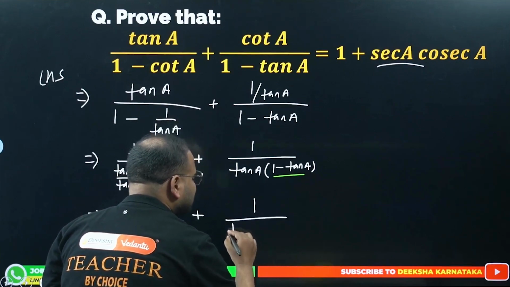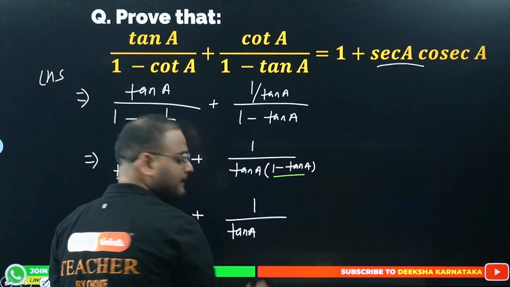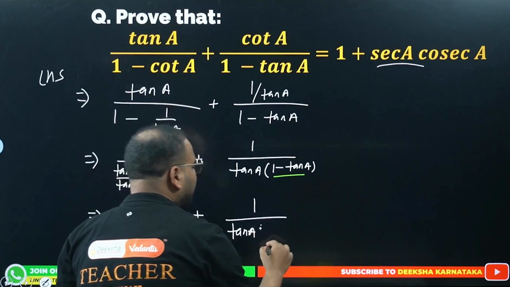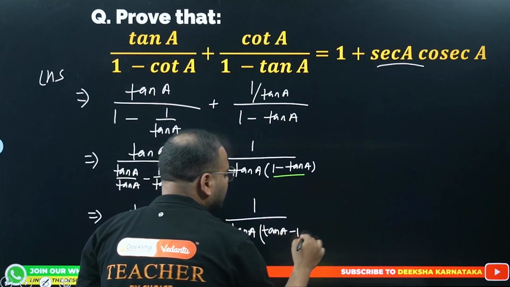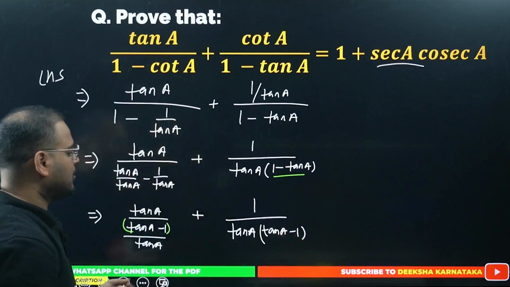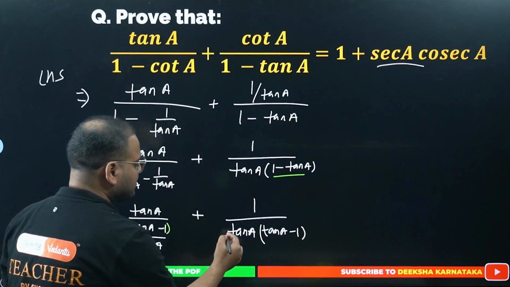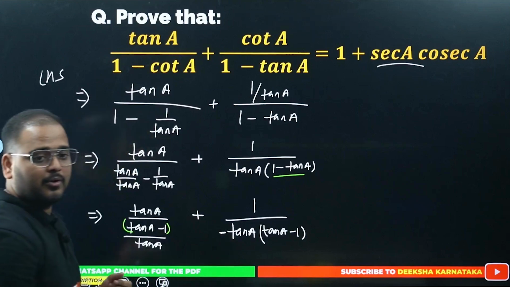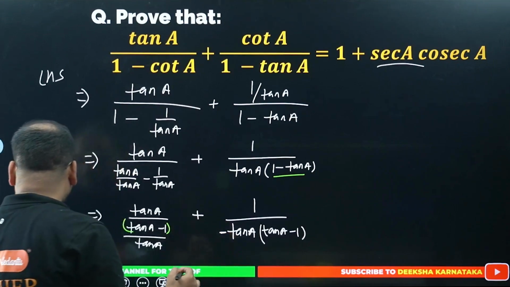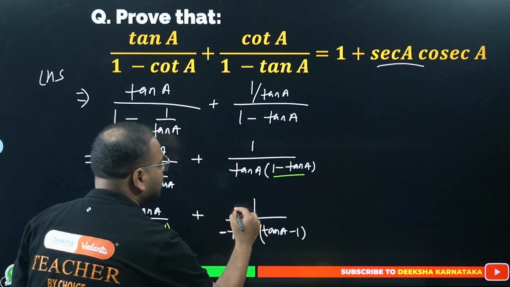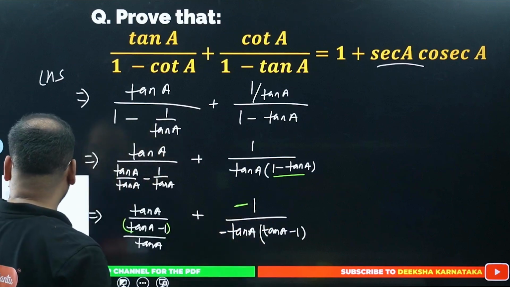So I'll write this as tan A, taking minus sign common will become tan A minus 1. I'm taking a minus sign common. So it will be somewhere here in the denominator. But we don't keep the negative sign in the denominator. We're going to move it. Where are we going to move it? In the numerator.